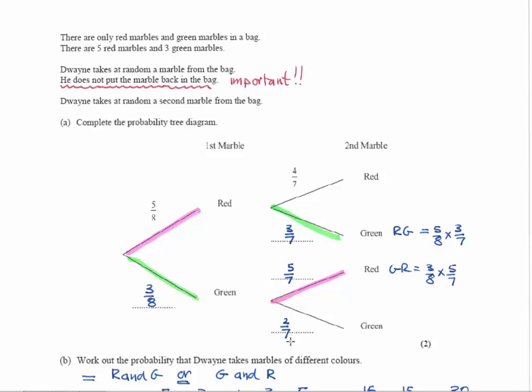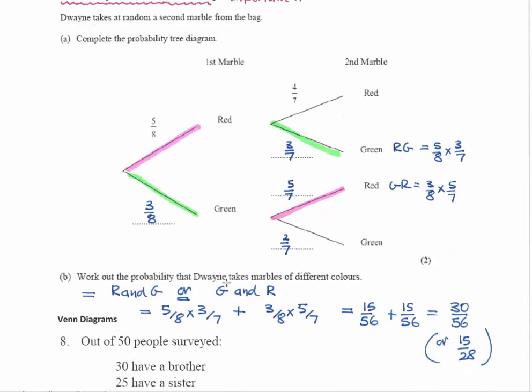Then it says, work out the probability that Dwayne takes marbles of different colours. So how could that happen? Well, you could get a red and a green, or a green and a red. So red-green is 5/8 times 3/7. Green-red is 3/8 times 5/7. And those probabilities get multiplied together.